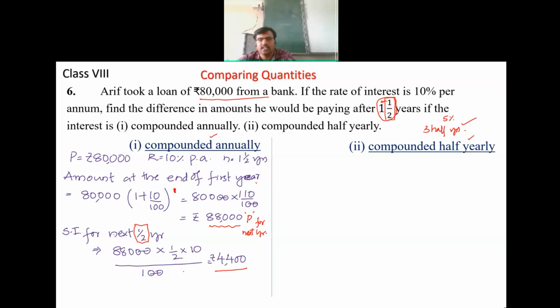So this is how we calculate the interest. Here total interest has to be calculated. For that, the amount is the principal plus interest, 92,400. They did not ask for compound interest. They had asked only the difference in the amounts. So we have calculated the amount. So first part is done.